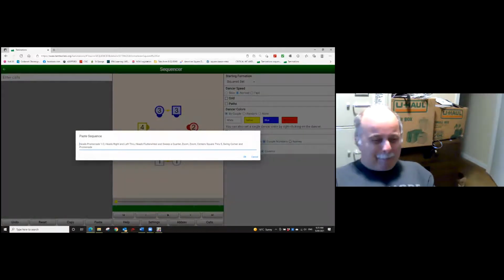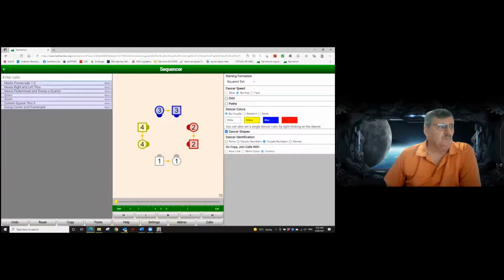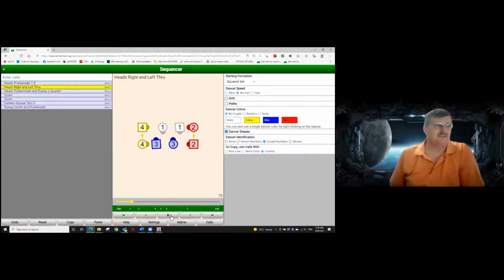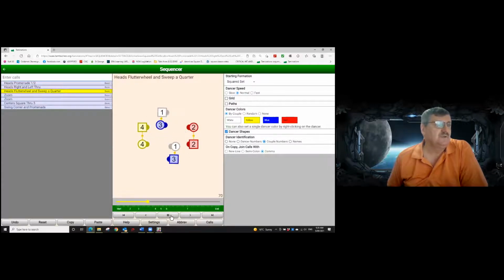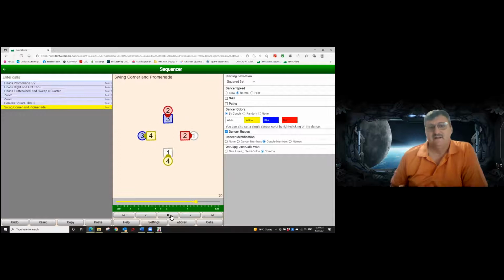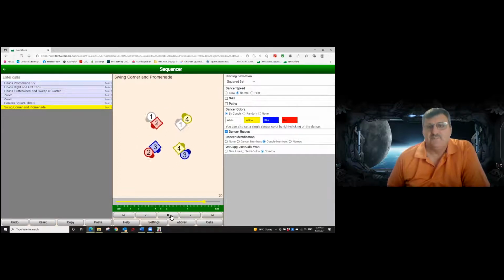Okay, so let's go back to Zoom, because this is what's come up. Well, if you can't do star through in Zoom, how about something like this? This is a Zoom after a sweep a quarter. So these are singing call figures that have been pulled out of old records or videos. Right and left through, heads flutter wheel, sweep a quarter, zoom, and zoom again. Square through five, or a pass through if you want. Swing your corner and promenade. Any comments on that? Sweep a quarter followed by a zoom.